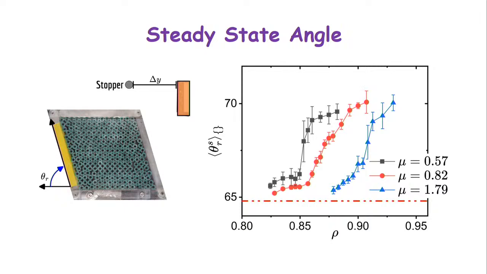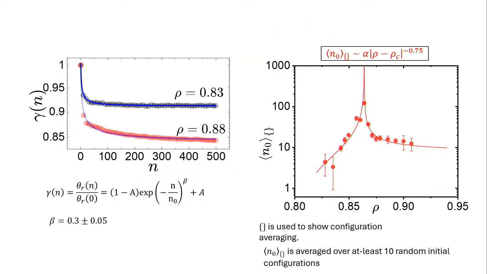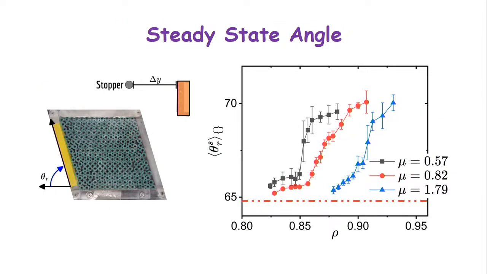You could do the same thing as a function of theta r, that means how much it is relaxed back. This is theta rs. So you go back, and this is theta rs, the base value to which it comes back. You can measure that. Mu is equal to 0.57 again shows you a nice transition as a function of density. At 0.82, the transition is already getting iffy, and at 1.79, I won't even call it a transition. So friction kills the transition, it's a stabilizing factor.